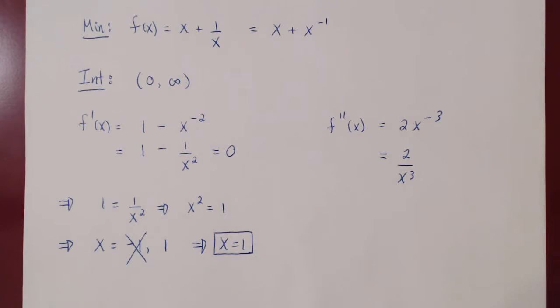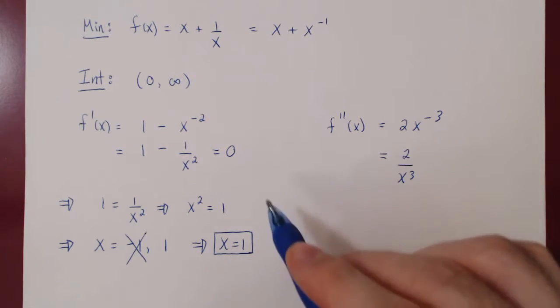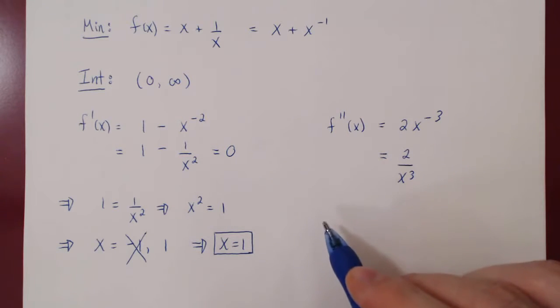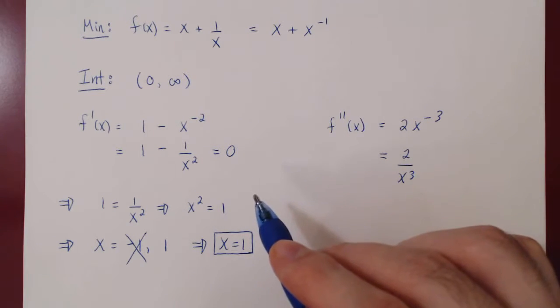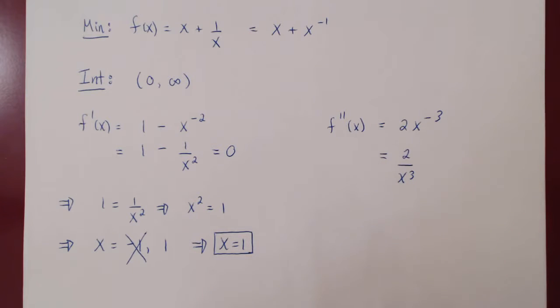So we have only one critical point. The question is, well, what does the curve look like at this point? Do we have a local maximum, in which case the curve would be concave down, or do we have a local minimum, in which case the curve is concave up?